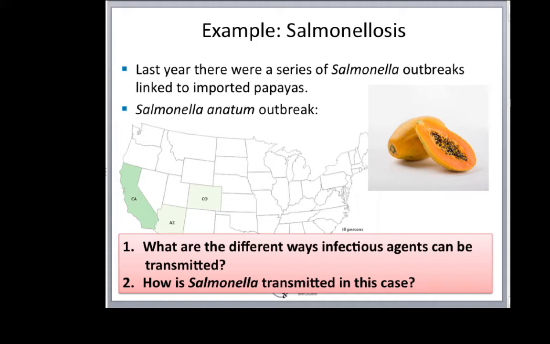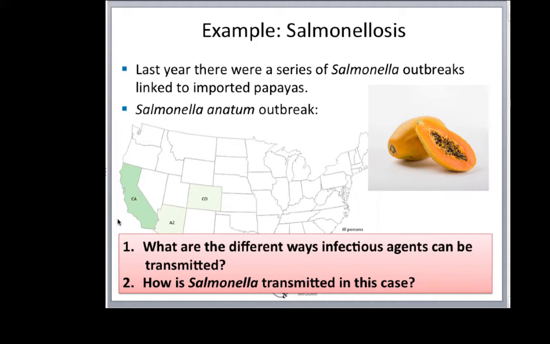This image is showing the spatial distribution of the outbreak. And remember, I mentioned that it had been linked to a particular distribution center for papayas in Southern California, right? And we do see the most events happening in California.